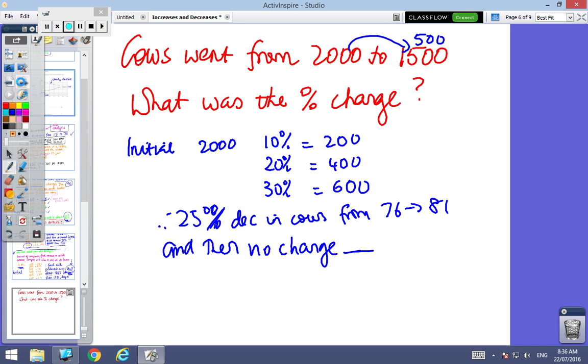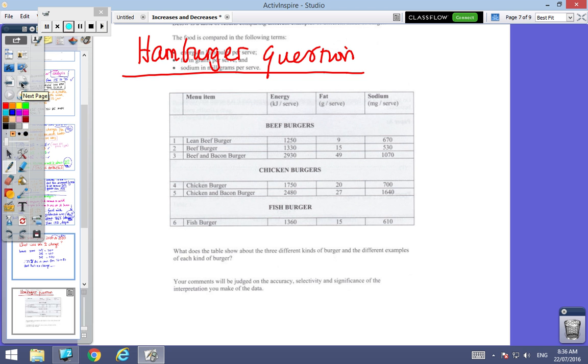Okay, so let's move along. Let's take a look at the hamburger question. Again, you have to make comparisons inside the burgers and between the burgers, but let's just have a look at some of the things that you could have talked about. And there's numbers here. We'll just talk about the fat. We won't worry about the energy per se. Let's have a look at the fat.